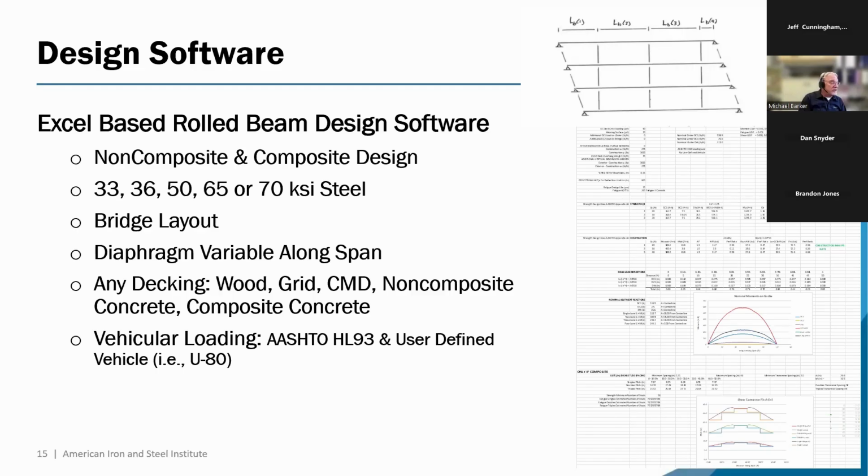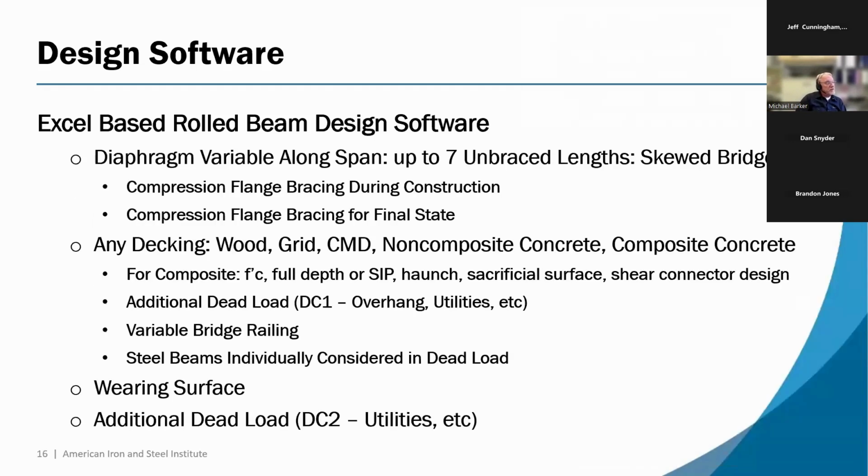And then one of its strengths is that, yes, it does the AASHTO HL93 loading, but you can also put in a state vehicle or a special vehicle, like here I'm saying a logging truck if we're in the Northeast or the Northwest, and it'll do the full design. And not many software programs will do that. So the diaphragm spacing is variable along the length with up to 7 unbraced lengths, which means we can do skewed bridges. It does not have to be symmetric. We can say the compression flange is braced during construction or unbraced, whether in the final state it's braced or unbraced. Of course, I said any decking.